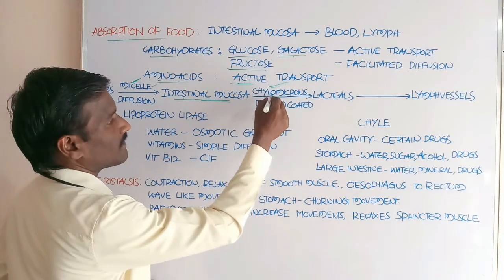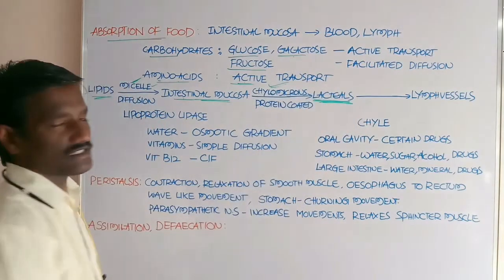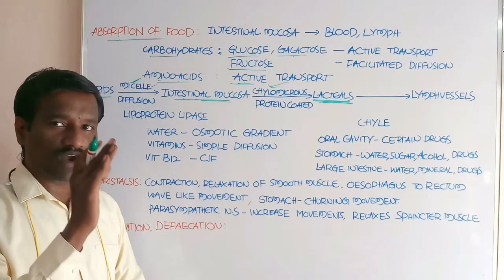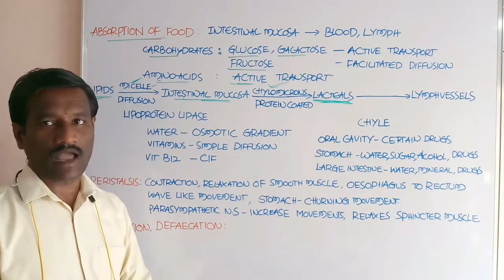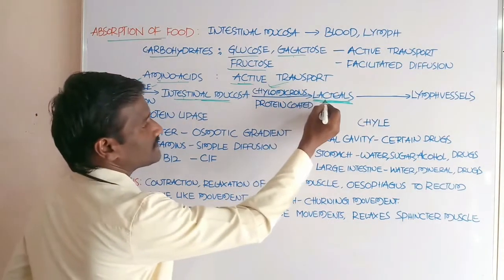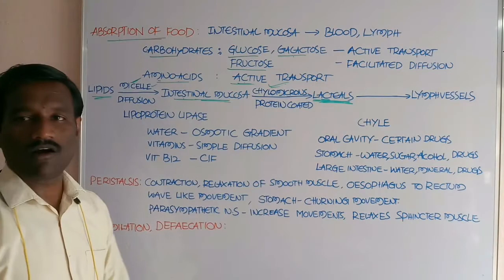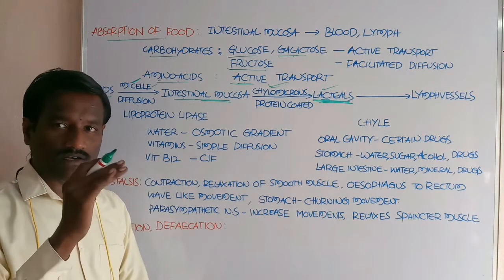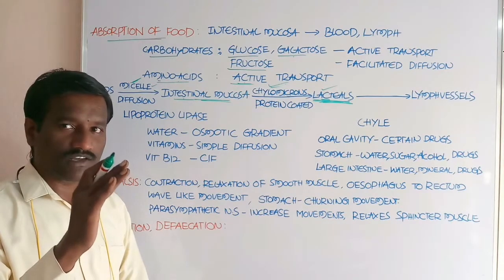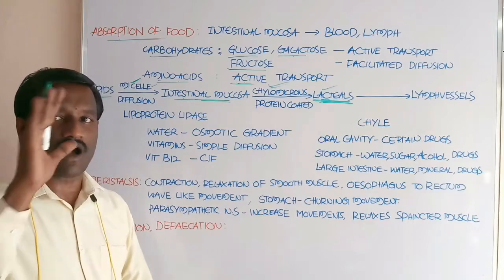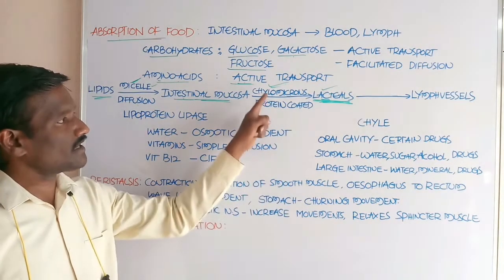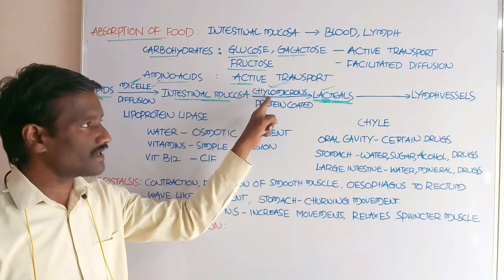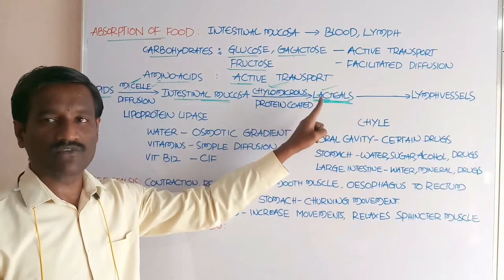These chylomicrons are absorbed into the lacteals. Already you know lacteal. Each villus shows a large lymphatic capillary, called a lacteal. Lacteal means the largest lymph capillary present in the villi of the small intestine. The protein-coated structures called chylomicrons, also called triglycerides, enter into the lacteals of the villi.